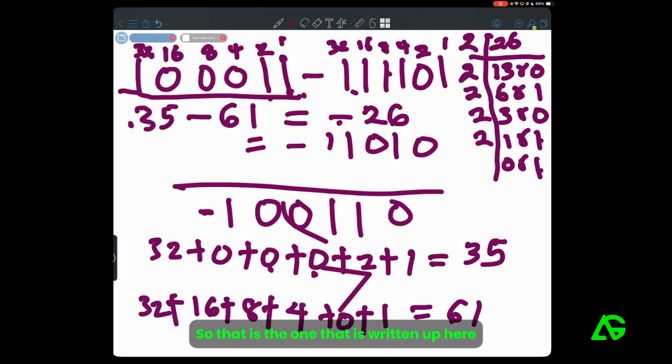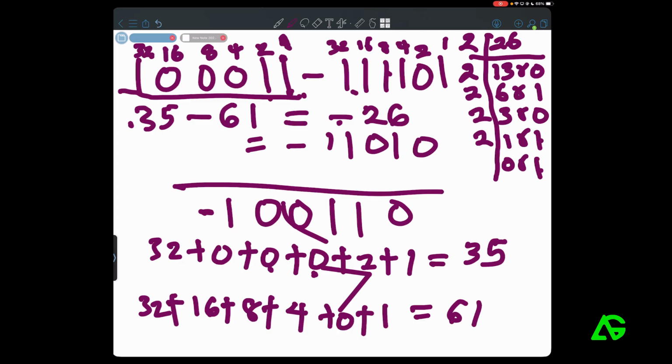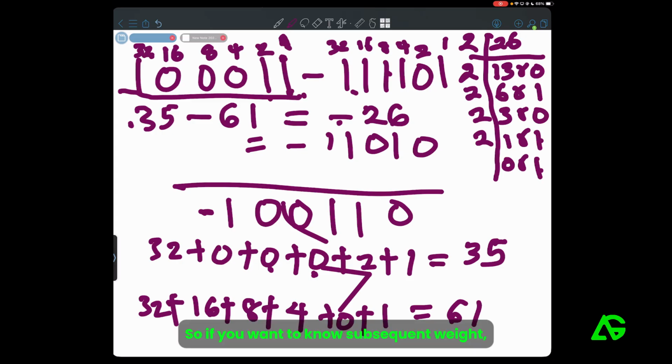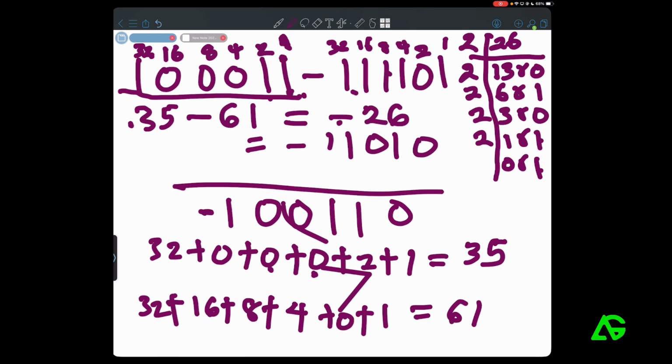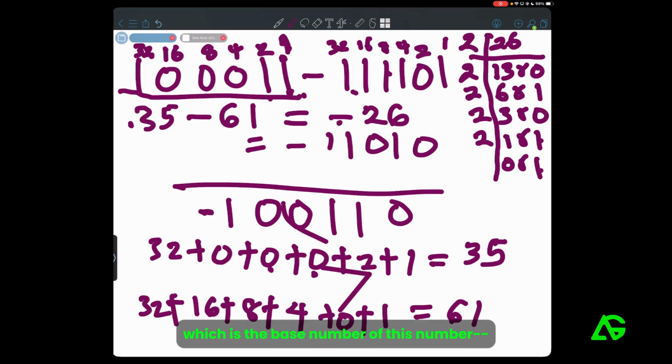So that is the one that is written up here. So if you want to know subsequent weight, you just have to be multiplying by 2, because the base number is 2. Do you get me? So if I multiply 1 by 2, which is the base number of this number, what does it give? 2. So you multiply this 2 by 2 to get the next one, 2 again to get the next one. So that is how it works.